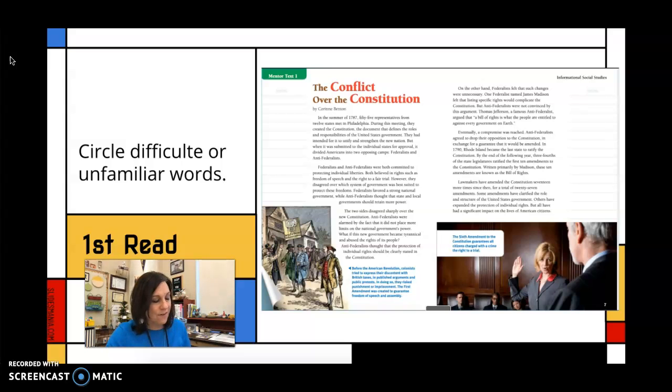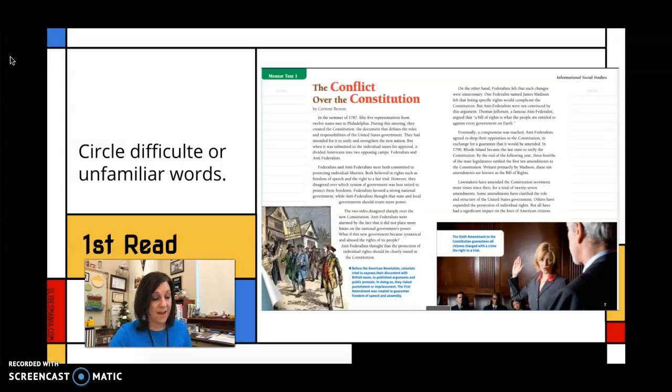Anti-Federalists. Federalists and Anti-Federalists were both committed to protecting individual liberties. Both believed in rights such as freedom of speech and the right to a fair trial. However, they disagreed over which system of government was best suited to protect these freedoms. Federalists favored a strong national government, while Anti-Federalists thought that state and local governments should retain more power. The two sides disagreed sharply over the new Constitution.